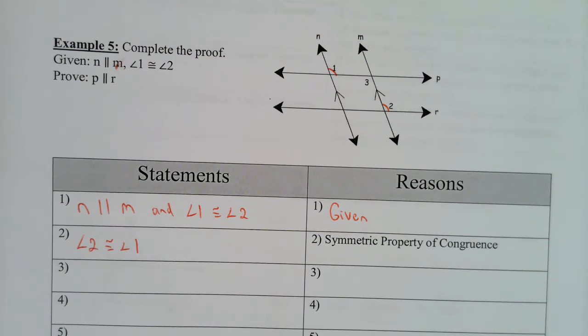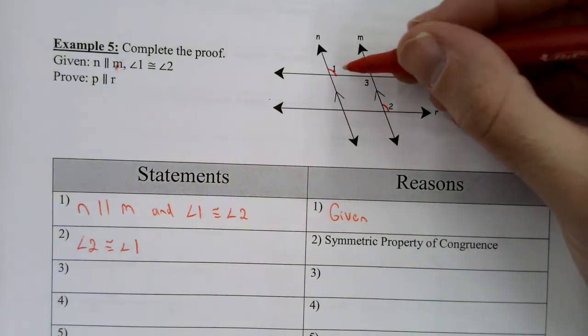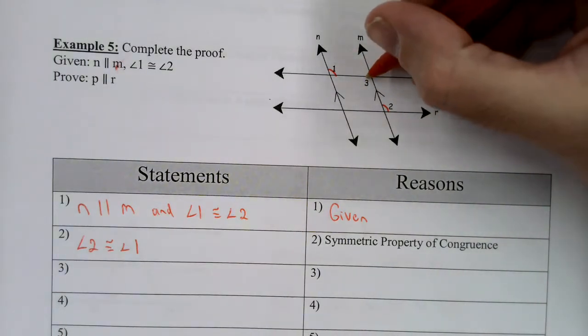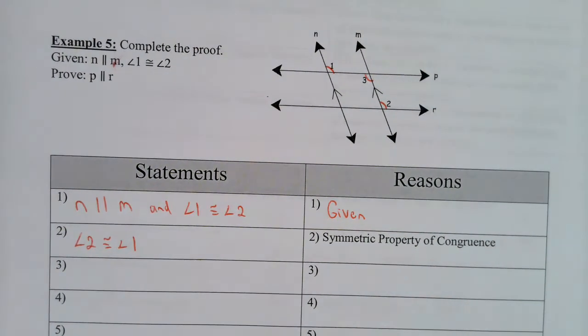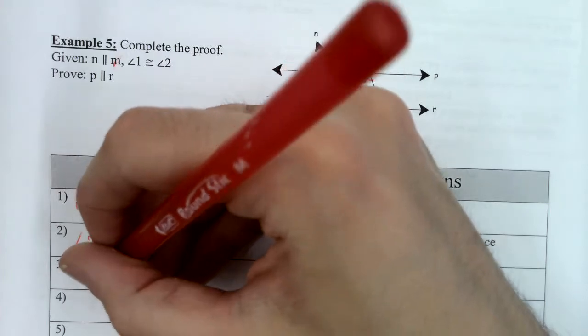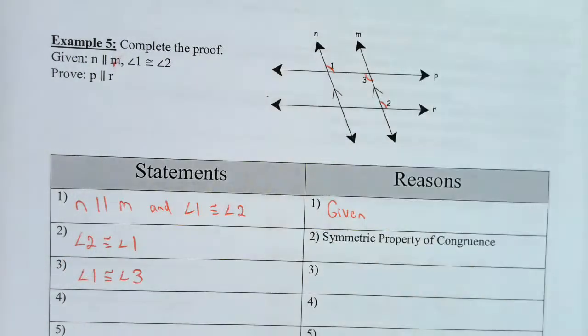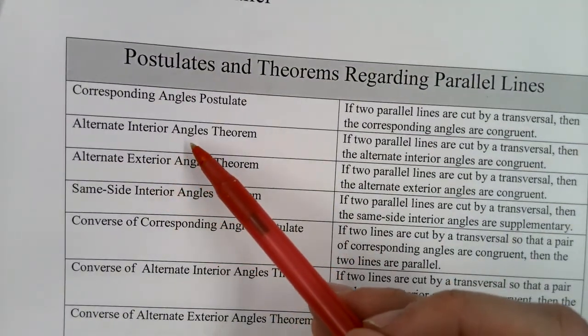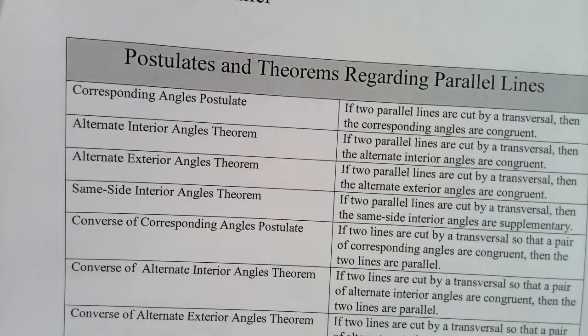All right. Now, let's look at angle 1 and angle 3. So that's 1, and that's 3. 1 and 3, those are going to be congruent because those are alternate interior angles. So I'll say angle 1 is congruent to angle 3. And again, if you want to know why, I'll just flip back to the first page. That is the alternate interior angles theorem.